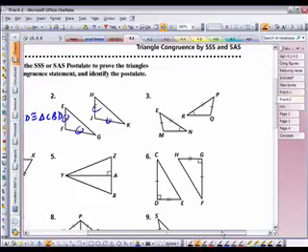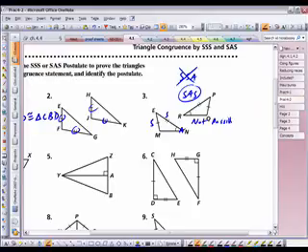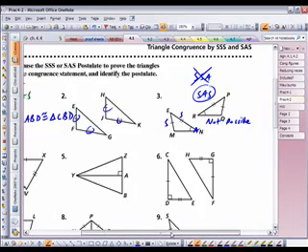For 3, we've got a side and an angle. Now SSA, that's no good. The angle has to be included. SAS is the one that works. Side, side, angle does not work, so this one also is not possible. So you have to really watch where that angle is. It has to be included.